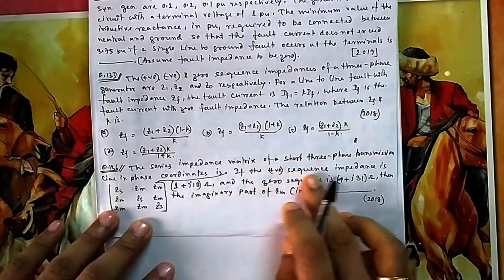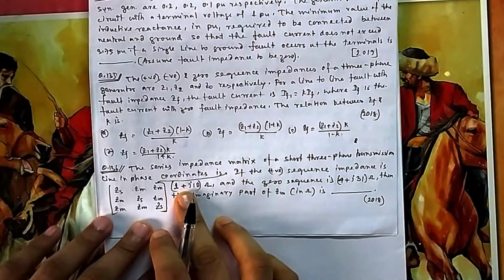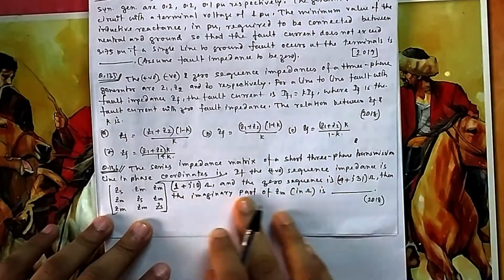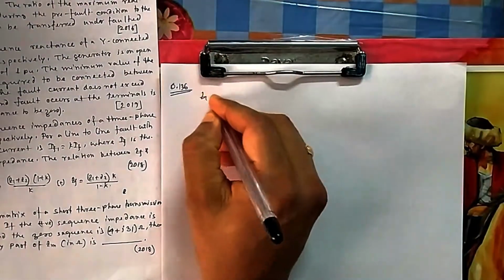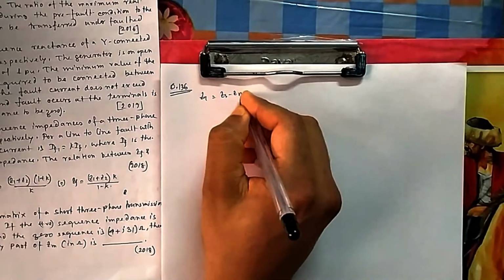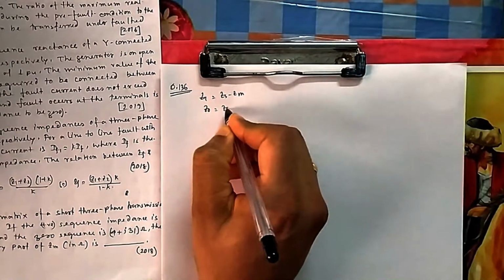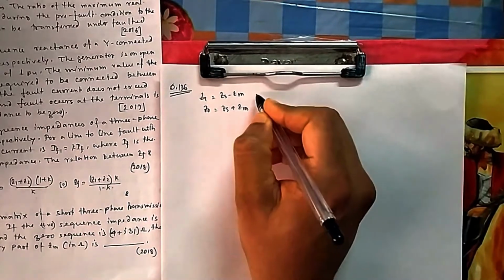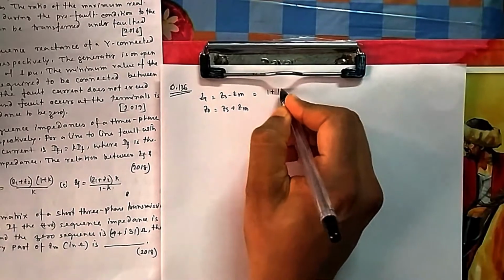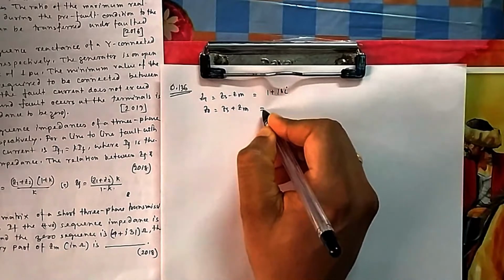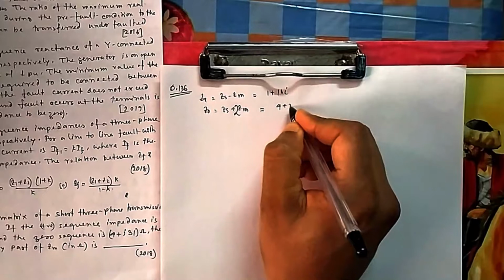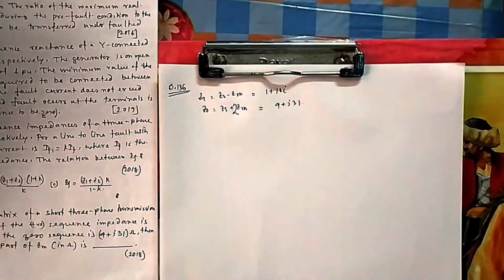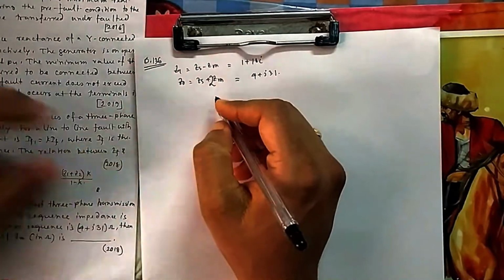Okay, if the positive sequence impedance is this much and the zero sequence impedance is this, then the imaginary part of Zm. So you have already seen for a transmission line what is positive sequence impedance, that is Z1 is equal to Zs minus Zm, and your Z0 is equal to Zs plus 2 Zm. So this is given 1 plus 10 j, and Zs plus 2 Zm is given 4 plus j31.